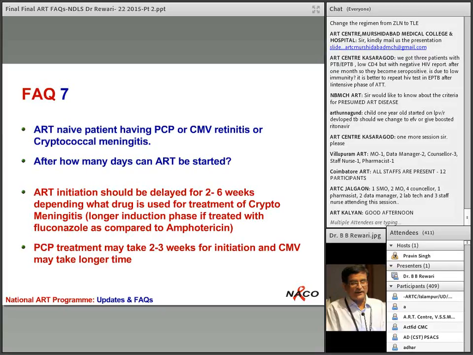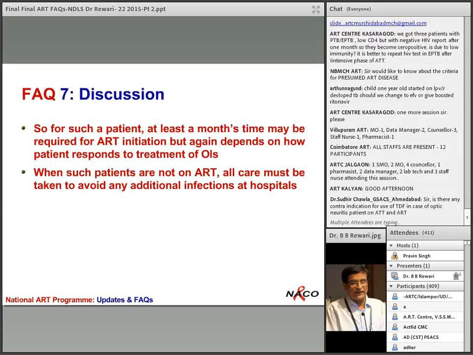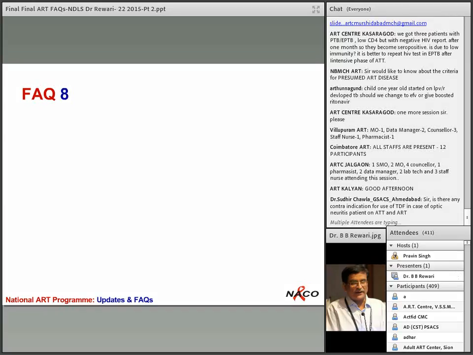For PCP, treatment may take 2 to 3 weeks, and CMV retinitis also may take longer, and once you have treated the conditions, the person can be started on ART. For such patients, at least 1 month's time may be required, but it will depend on how the person is responding to treatment of OIs. But till the time ART is started, care must be taken to avoid any additional infections at the hospital. If the person is hospitalized, is not on ART, and is severely immune suppressed, we have to avoid cross hospital infection, particularly tuberculosis.